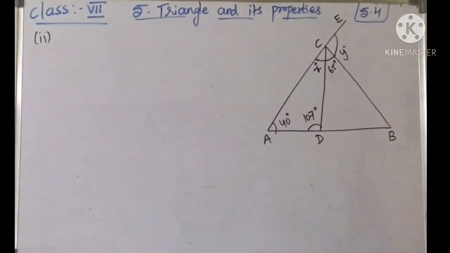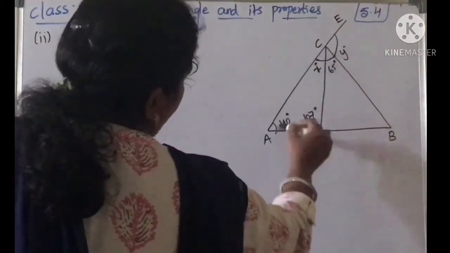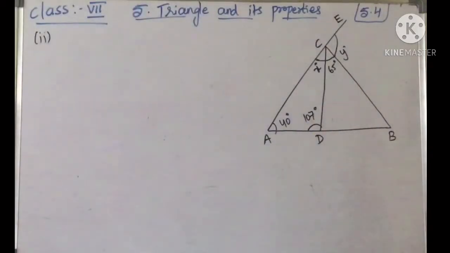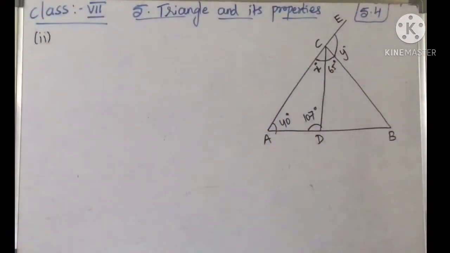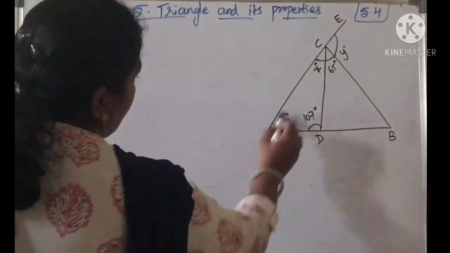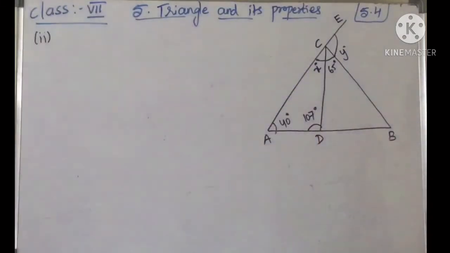Coming to fourth question, second bit, children. Here they gave the triangle ACB and in this one more triangle ACD. They are asking you to find the value of x and y. So first, if you consider the triangle ACD, we can take angle sum property and find the value x.